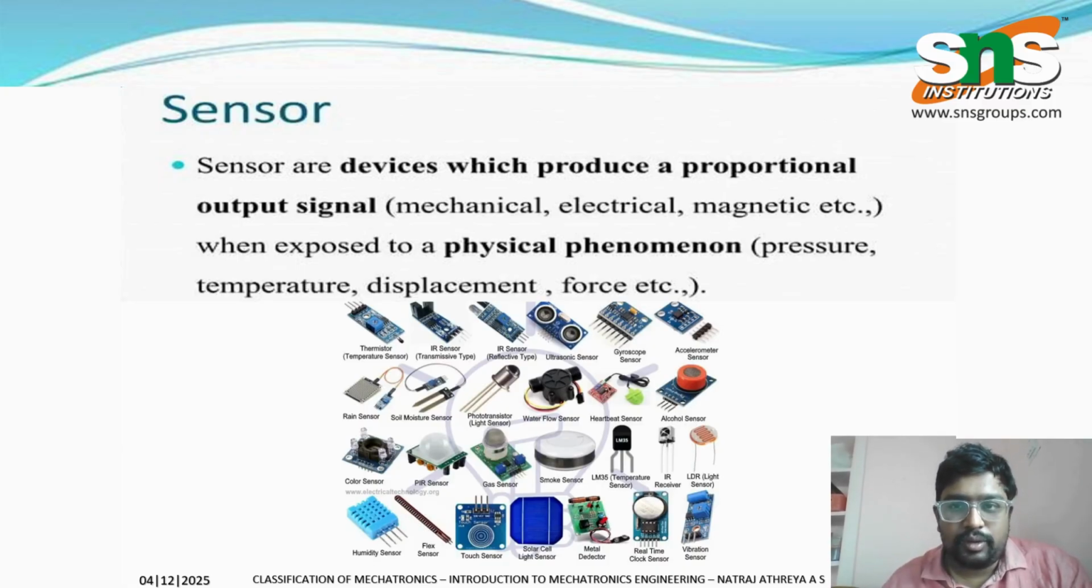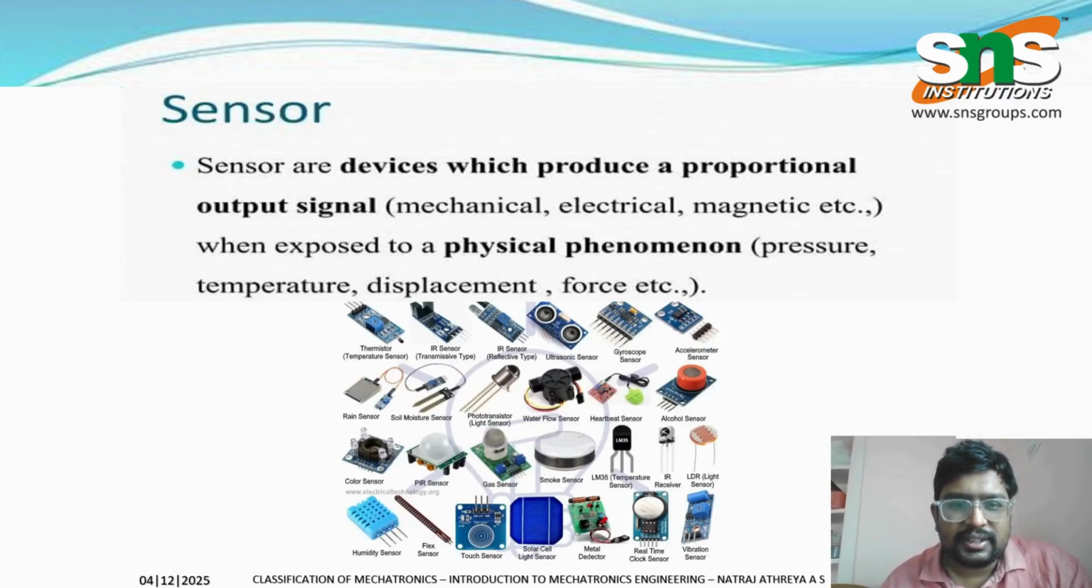All right. So I'll repeat the sensor definition again. Sensors are devices which produce a proportional output signal to the exposed physical phenomenon. Here we have a list of sensors that I have put here. We have the thermistor. The thermistor is used to identify temperature change. It is typically a resistor which changes its resistance based on the temperature change. That's as simple as it.